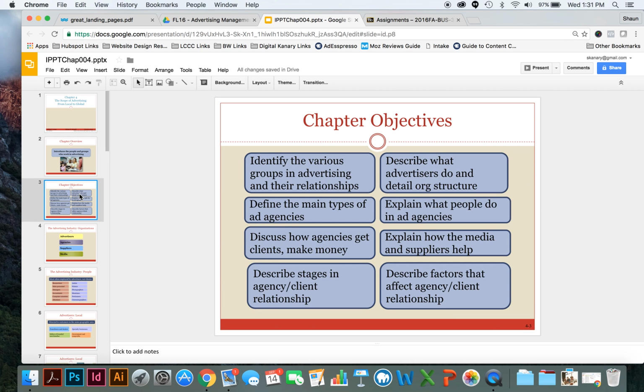So in this chapter, we're going to identify the various groups in advertising and their relationships, describe what advertisers do, and detail organizational structures, define the main types of agencies, explain what people do in ad agencies, discuss how agencies get money and clients, explain how the media and suppliers help, describe stages in the agency and client relationship, and describe factors that affect agency-client relationships.